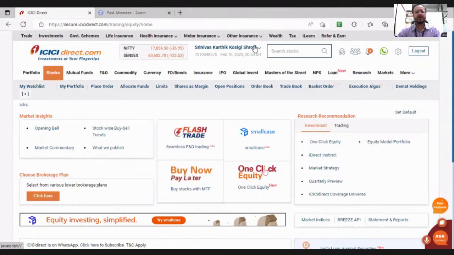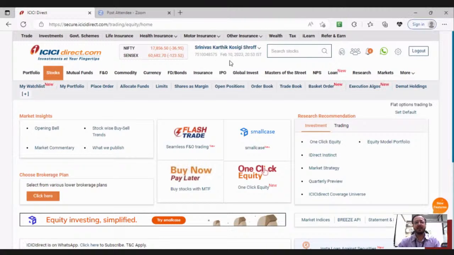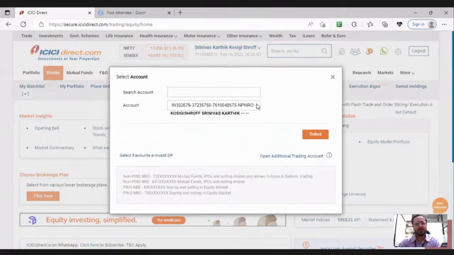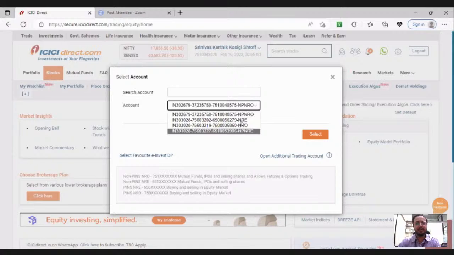Okay. So when you log in, this is the screen that you will be seeing in front of you. This is the home page of your login, right? You see your name over here, there's a down arrow button. If you click on here, you will get a select account option. You can click here and you can see all the 4 accounts that you hold, right?